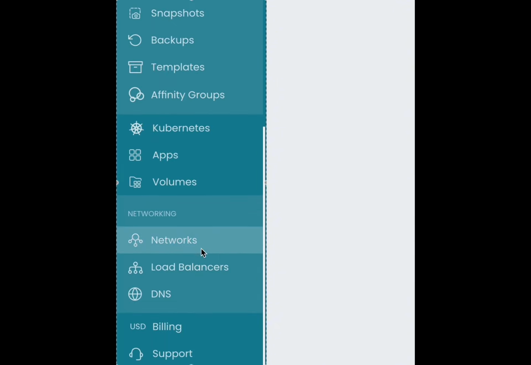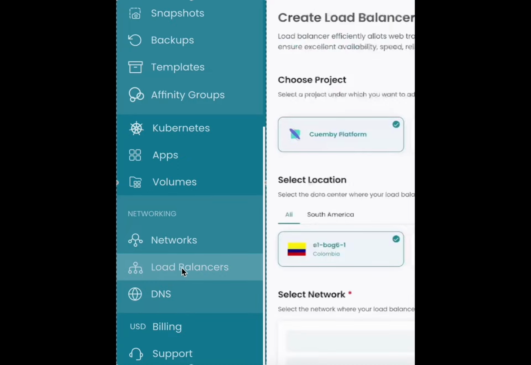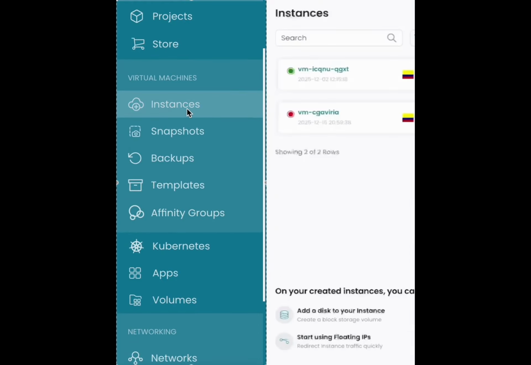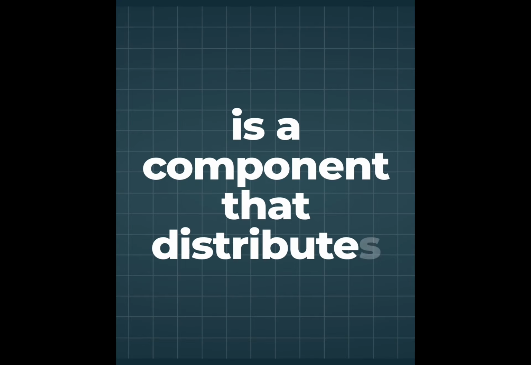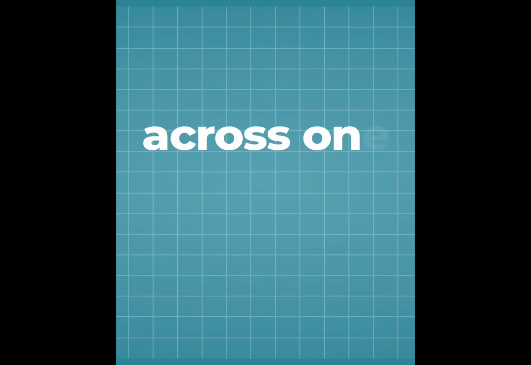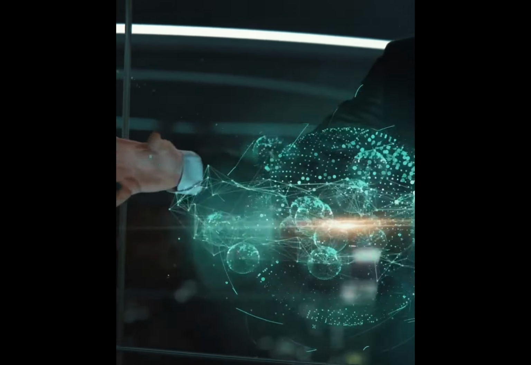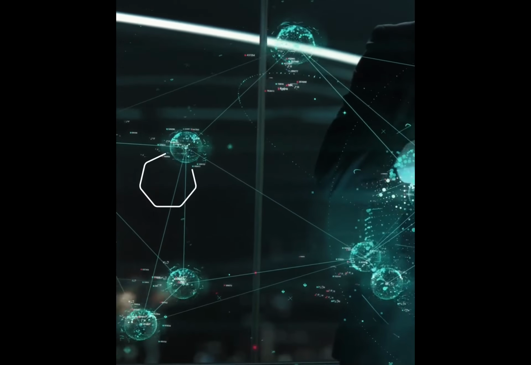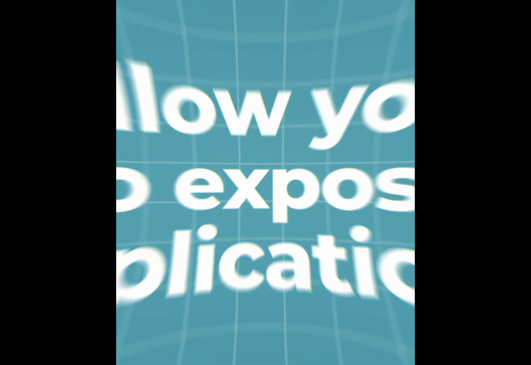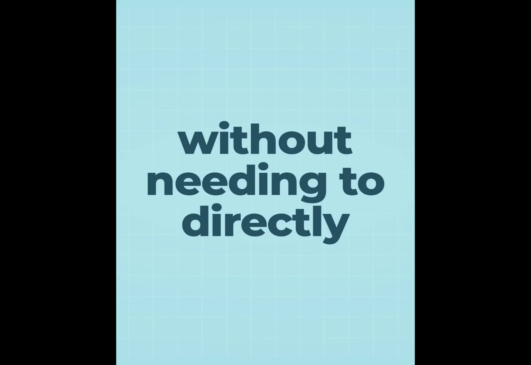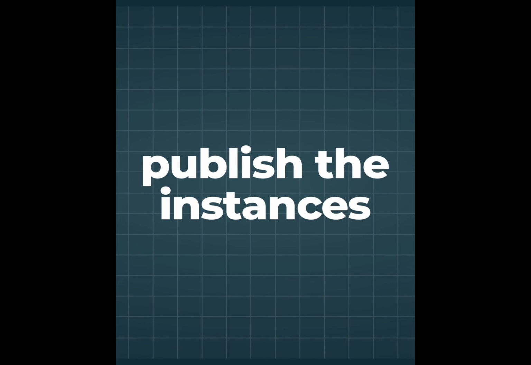In this video, we'll see how to create a load balancer in Cuemby Cloud and how to associate it with instances to securely and efficiently publish services on the internet. A load balancer is a component that distributes incoming traffic across one or more instances, improving the availability, performance, and resilience of services. In Cuemby Cloud, load balancers allow you to expose applications to the internet in a controlled manner without needing to directly publish the instances.